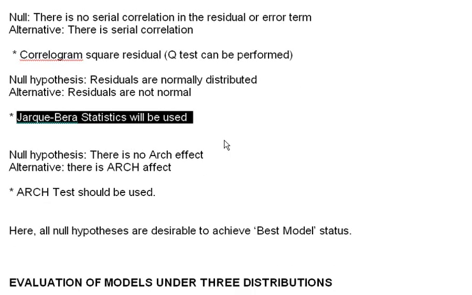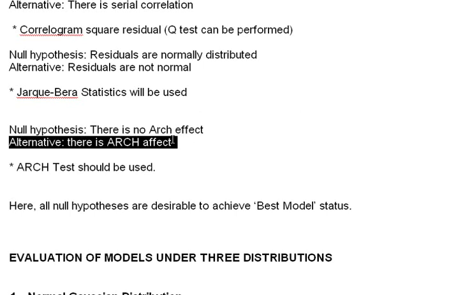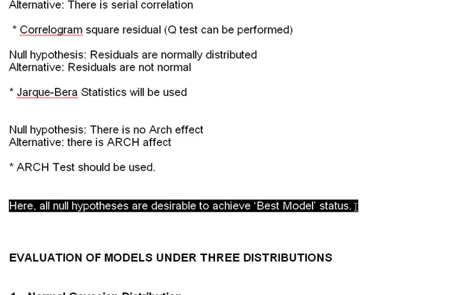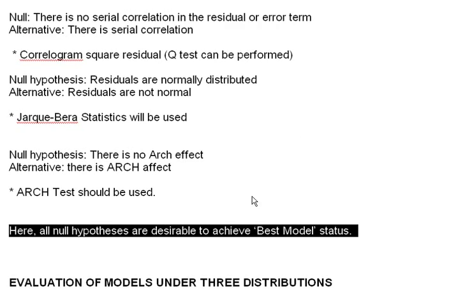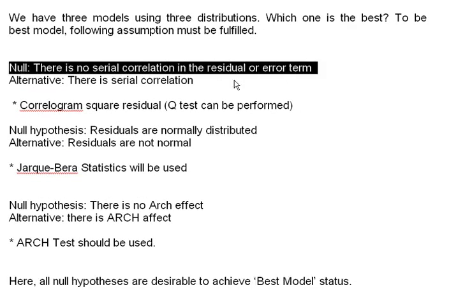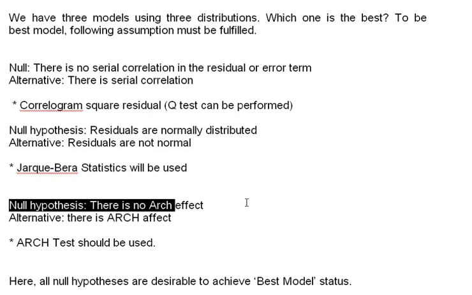And the last one: there is no ARCH effect. Alternative: there is ARCH effect. And this can be tested using the ARCH test. Here, all null hypotheses are desirable to achieve best model status, meaning that there is no serial correlation, residuals are normally distributed, and there is no ARCH effect. That means we should not reject the null hypothesis. Only then the model will be the best model.